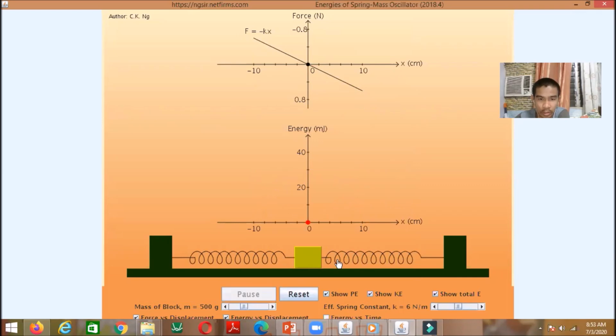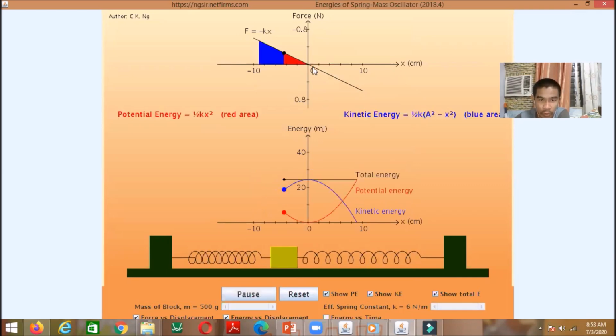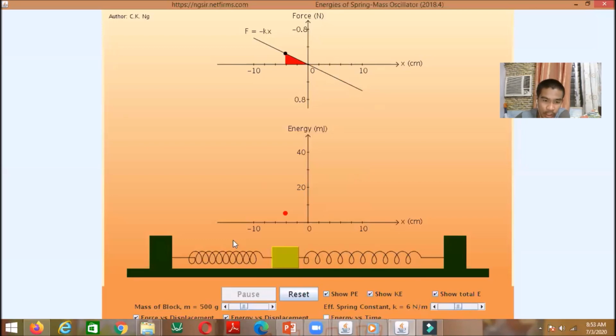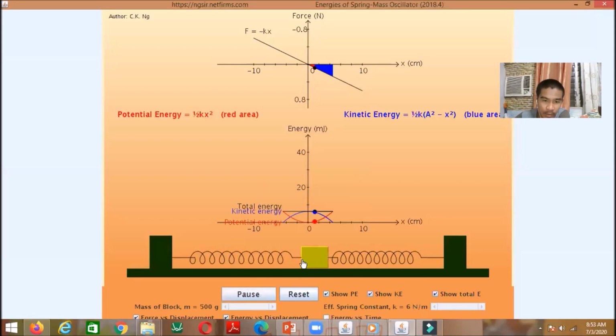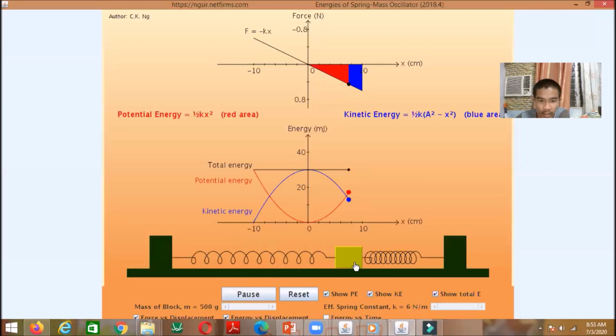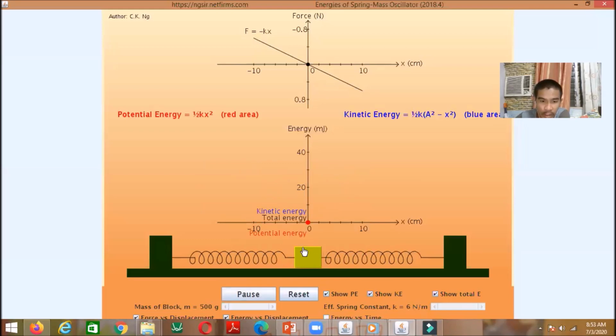Now, if I stretch the spring, the displacement goes in the positive direction. If I compress the spring, the displacement goes in the negative direction. But if it is at the equilibrium position, then the force is zero. The restoring force and the applied force are zero.